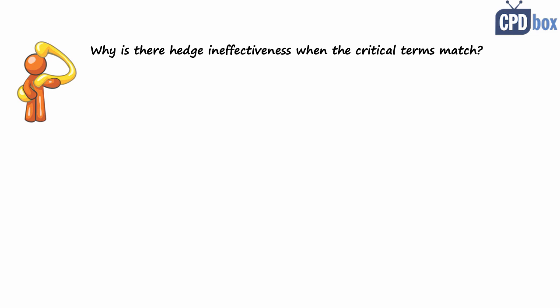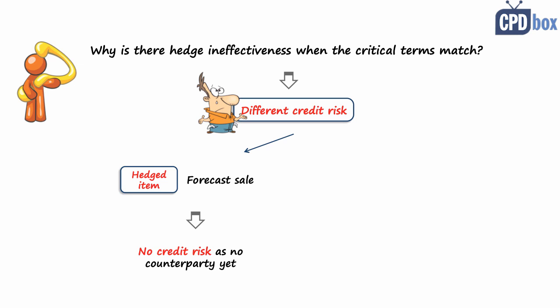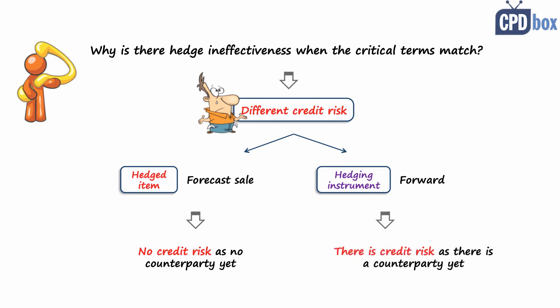Well, the answer lies, in most cases, in a different credit risk. Forecast transaction or sale, your hedged item, well, it has no credit risk because there is no counterparty yet. But the forward has the credit risk because you have a counterparty. You need to enter into that forward contract with someone else, like a bank. So, due to difference in credit risk, the fair values of your hedged item and hedging instrument will be different, and you will have some ineffectiveness inside your hedging relationship.